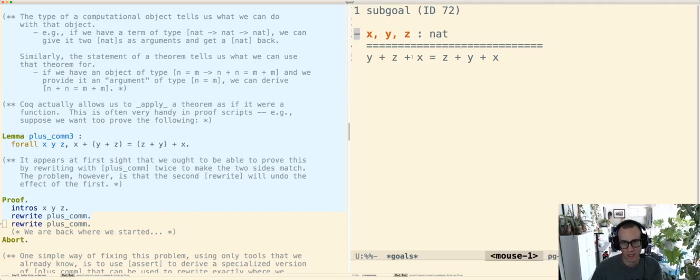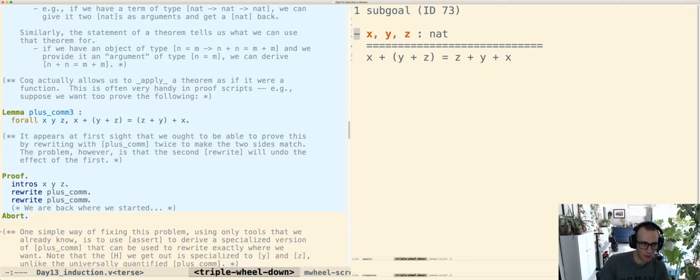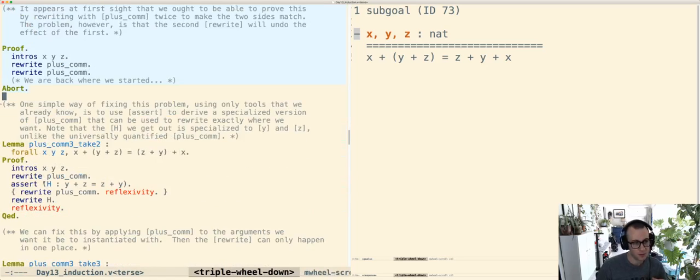Now the problem is, in some sense, this is the outermost plus. So when you say plus_comm, that's the first one Coq chooses to rewrite. So Coq, when you say rewrite, is going to find the first instance it can find. So that means sort of leftmost, outermost. That's how it's going to work. So there's a solution to this.